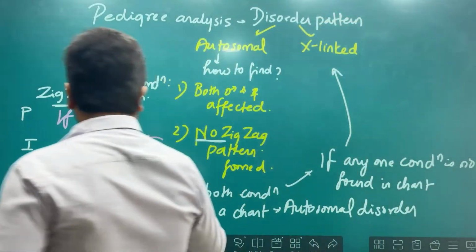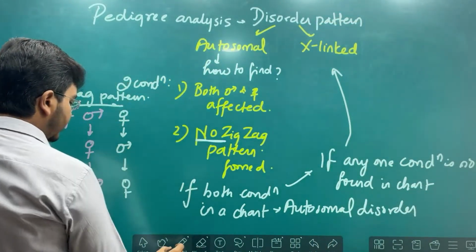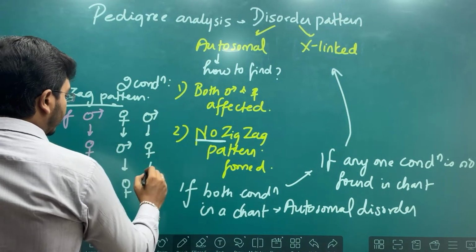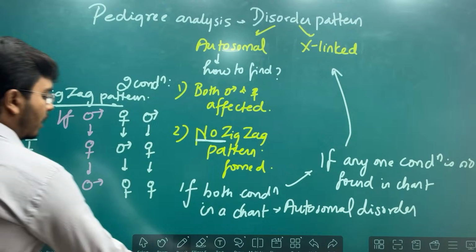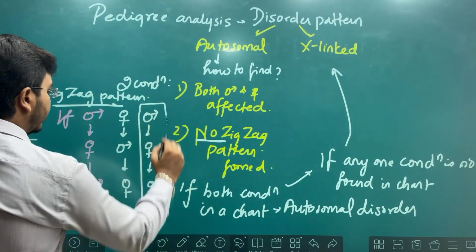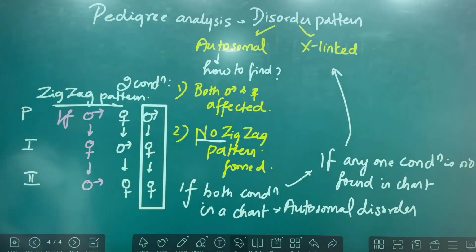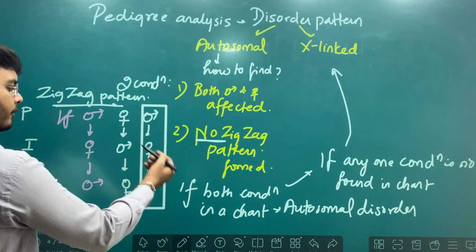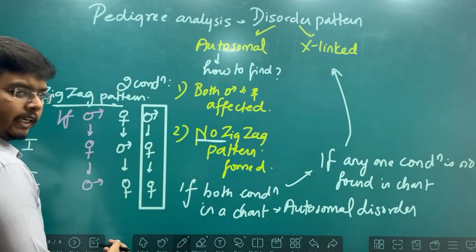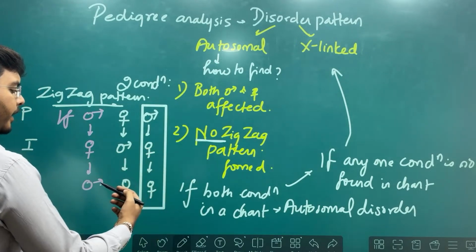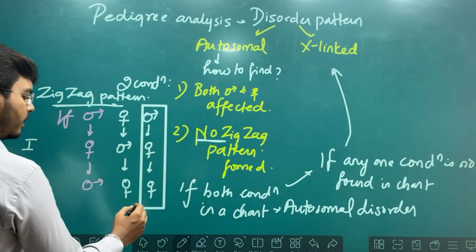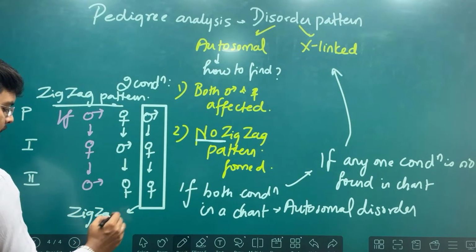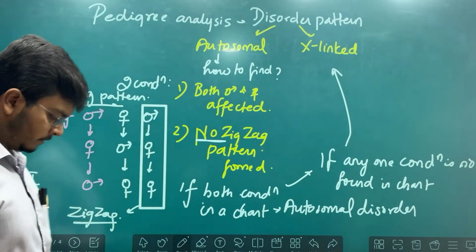Okay, let me write one thing. Okay, let me write. Let's say a male is affected and a female is affected and a female is affected. Okay, now consider, is this a zigzag pattern? இத பார்த்து சொல்லுங்க. Male is affected, then in first generation female is affected, then in the second generation again female is affected. So tell me, is that zigzag or not?